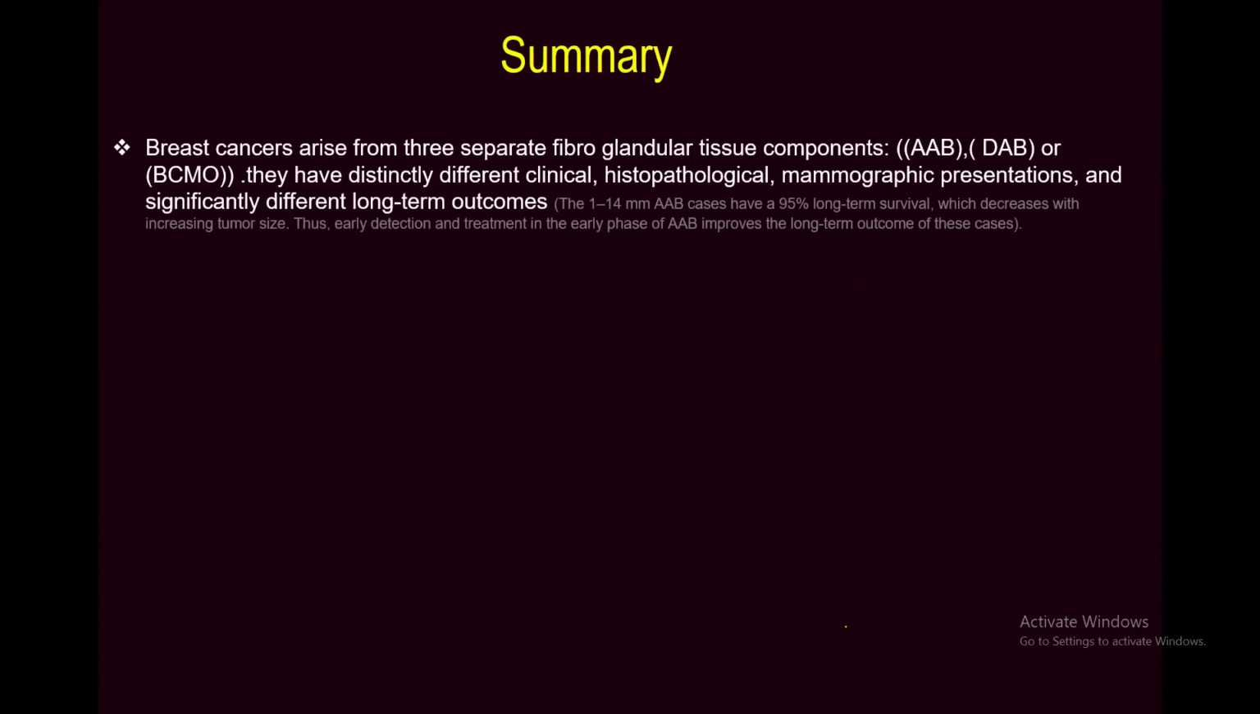Breast cancer arises from three separate parts of the fibroglandular component: AAB, or acinar adenocarcinoma of the breast, DAB, or ductal adenocarcinoma of the breast, and BCMO, or breast cancer of mesenchymal origin. They are due to transformation of stem cells of mesenchyme into epithelial structures. They have distinctly different clinical, histopathological, and imaging presentations and significantly different long-term outcomes.